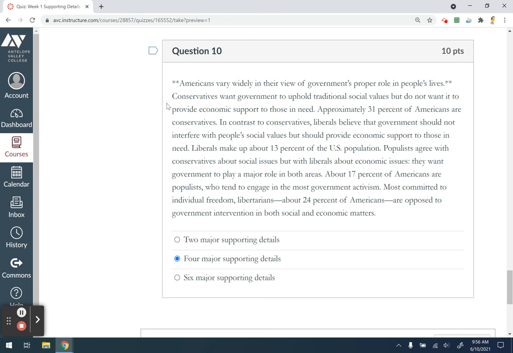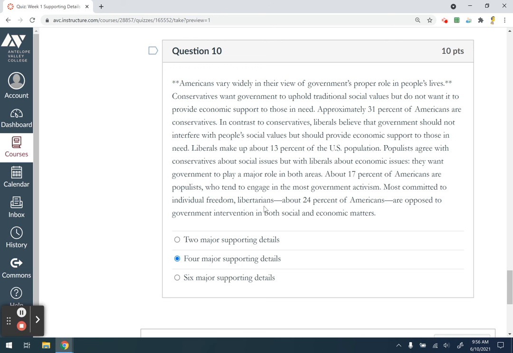Now, again, it is a bit confusing. I know you may be looking for transitions, and transitions are there, like first, next, also, for major supporting details. It's a list. In this case, they're talking about the roles of government in people's lives. So we're talking about different groups. So we talked about conservatives. That's one major supporting detail. We talked about liberals, populists, and libertarians.